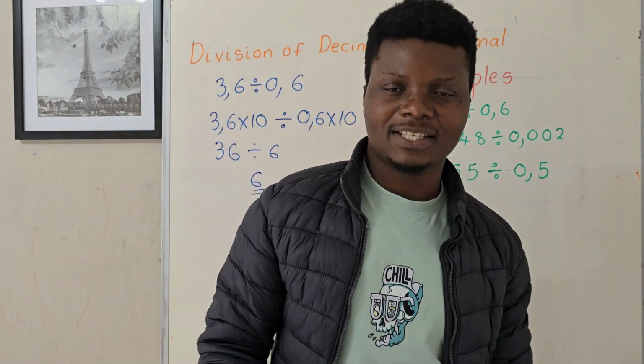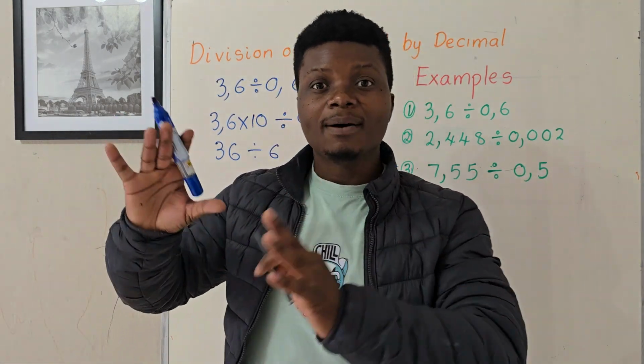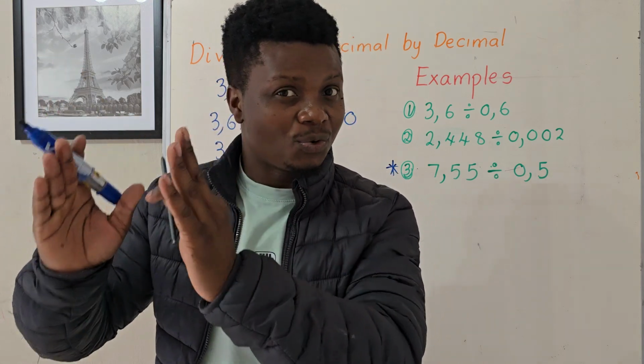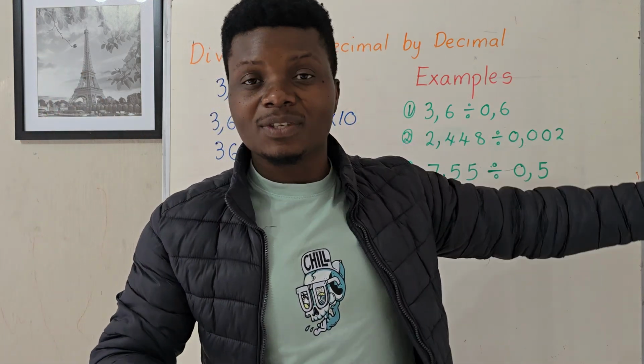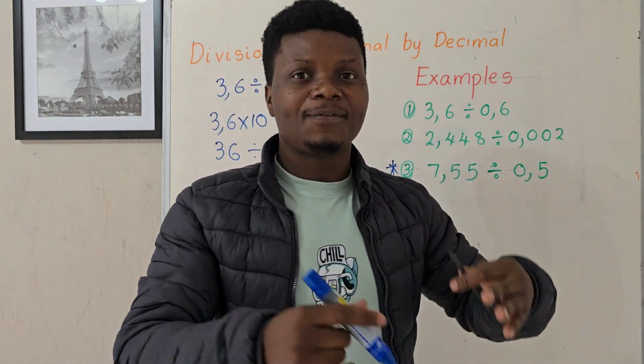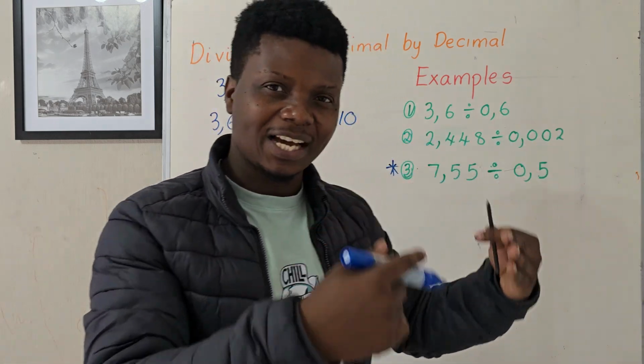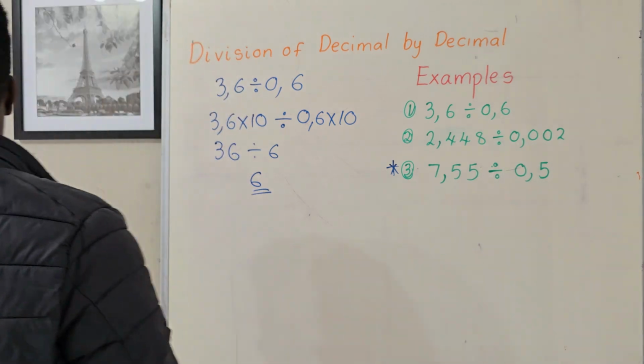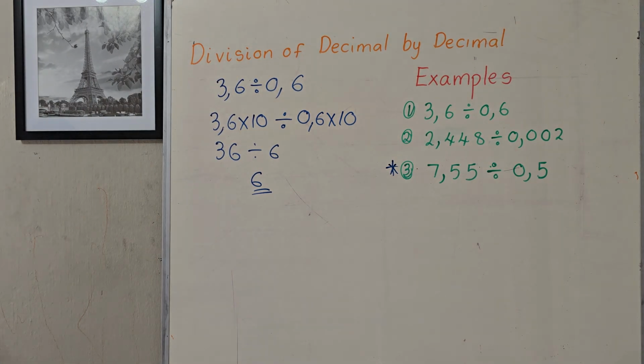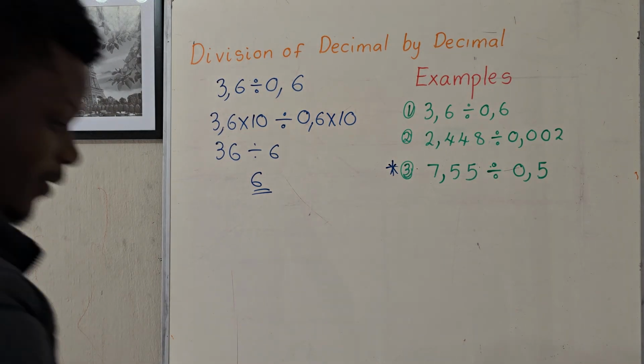When you are dividing a decimal by a decimal, choose the number that has more decimal places. If it has 3, multiply by 1000 because 1000 has 3 zeros. If the bigger number has 2 decimal places, multiply by 100 because 100 has 2 zeros. Okay, let's do another example together.